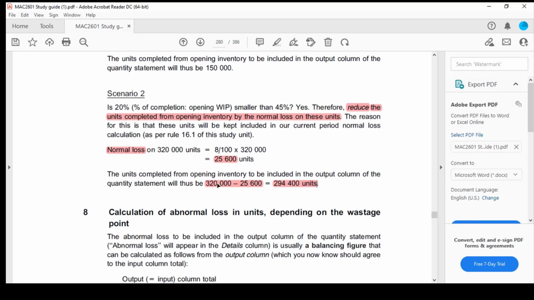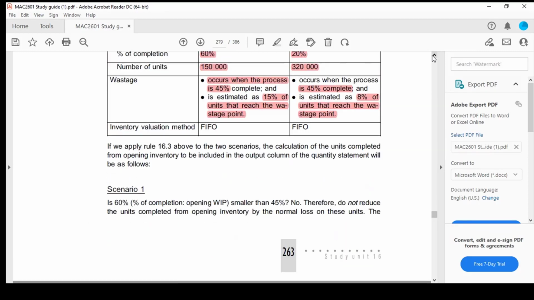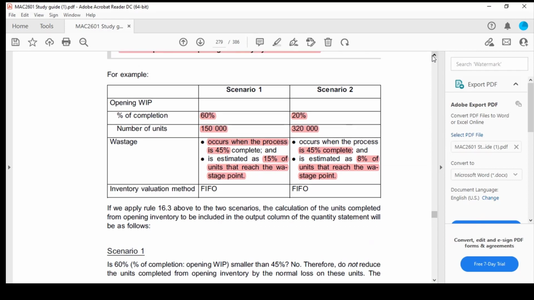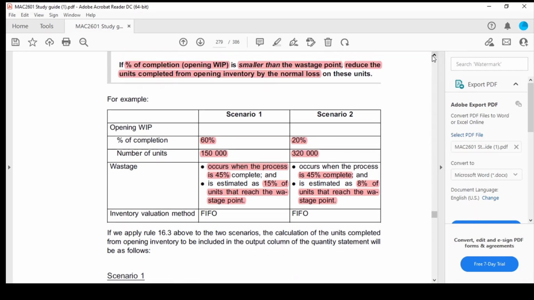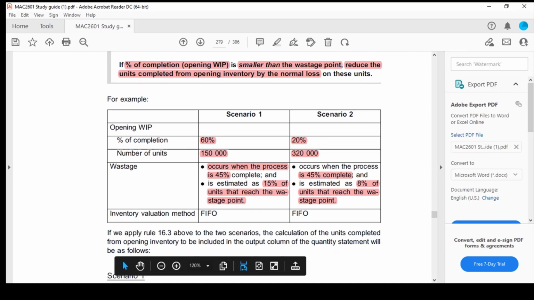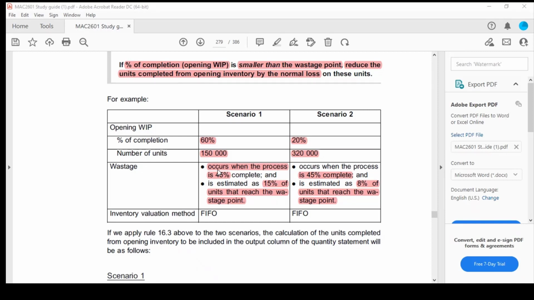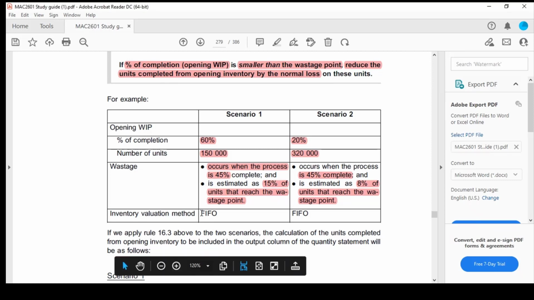Are we all understanding the two scenarios that we looked at and the rule of normal loss when it comes to first in, first out? I'm asking a question. Are we all understanding the rule? And it's very important, it's under first in, first out, on the equivalent units table, which means that we will reflect that loss, right?